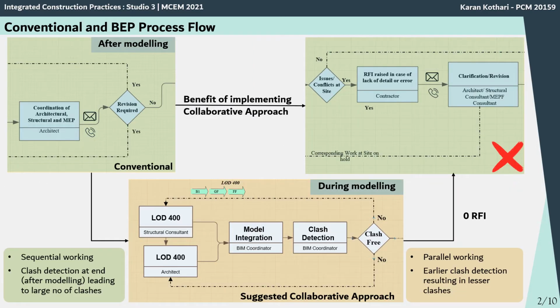So here the process flows were made about the conventional working at site, in which all the stakeholders work in their own silos and clash detection was done after the modeling, which results in a large number of clashes. While we suggested a BEP process flow in which all stakeholders work collaboratively and clash detection is done, resulting in fewer clashes.